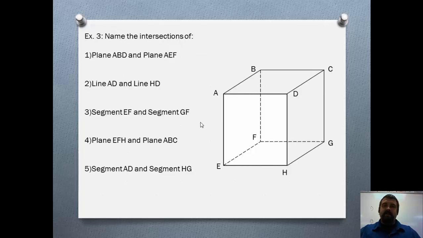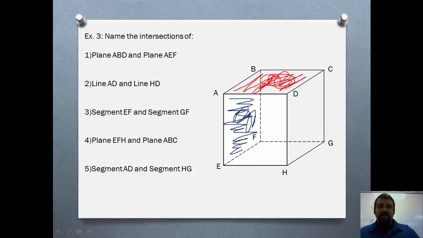I could ask you the intersections of different shapes. So for instance, what's the intersection of plane ABD and plane AEF? Plane ABD is this red shape. Plane AEF is this left side of the cube. Where they both overlap will actually be segment AB. So my answer for number 1 is segment AB.